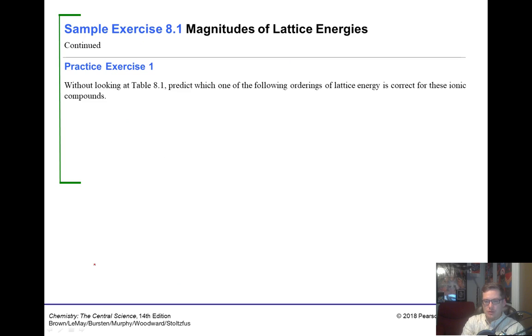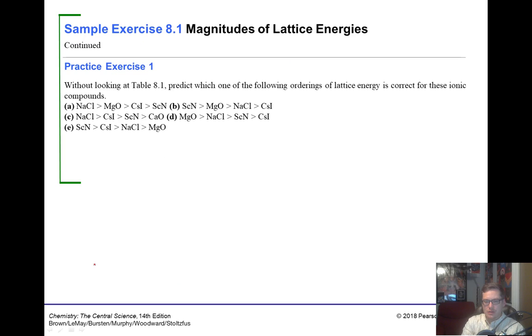So therefore this whole value will get smaller and our lattice energy will get smaller. All right. So we're going to do some practice problems here. Okay. So without looking at table 8.1, we want to predict the orderings of lattice energy for these ionic compounds. So let's just write down these guys we're looking at. So we've got NaCl, MgO, CsI, and ScN.